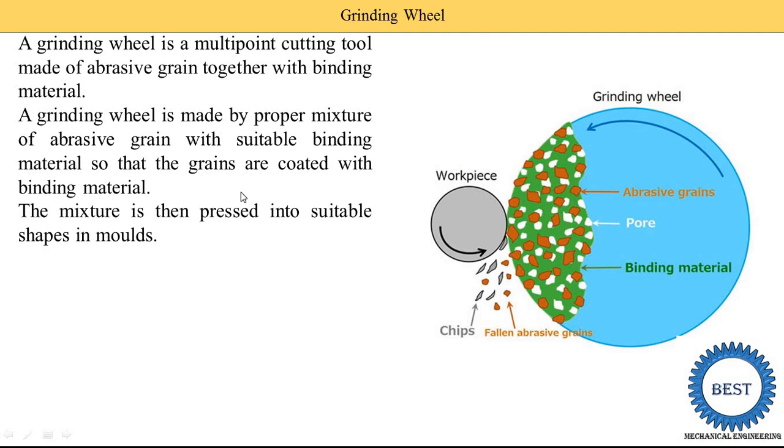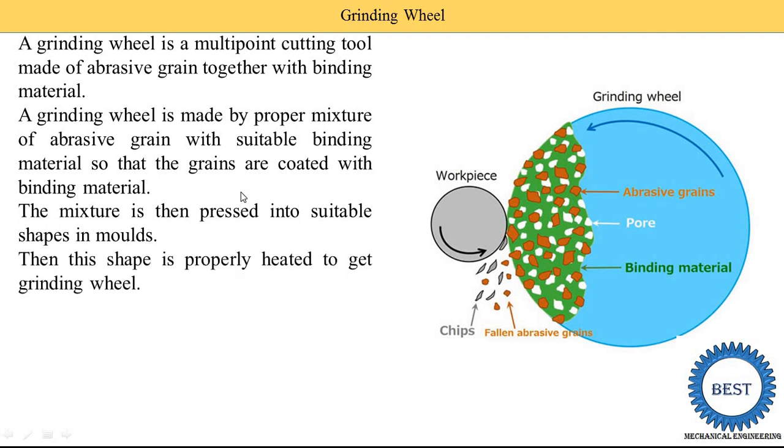This means first we create the mixture of the abrasive grains and the binding materials. Then this mixture is pressed in a suitable mold. A mold is used with the shape required for the grinding wheel. Suppose we require a cylindrical shape, then we fill the mixture in a cylindrical mold. After pressing, some porosity is removed from this mixture. Then this shape is properly heated to get the grinding wheel. So it is like a heat treatment process.